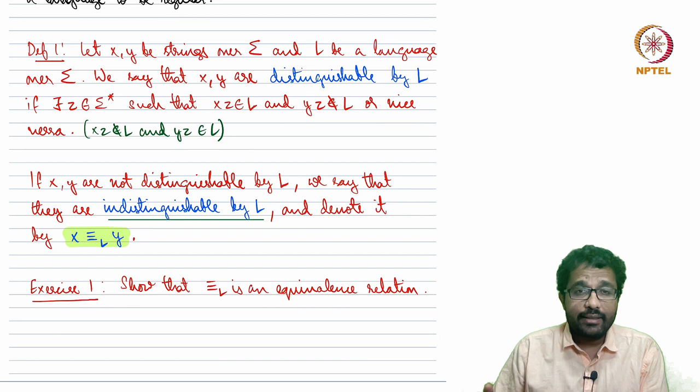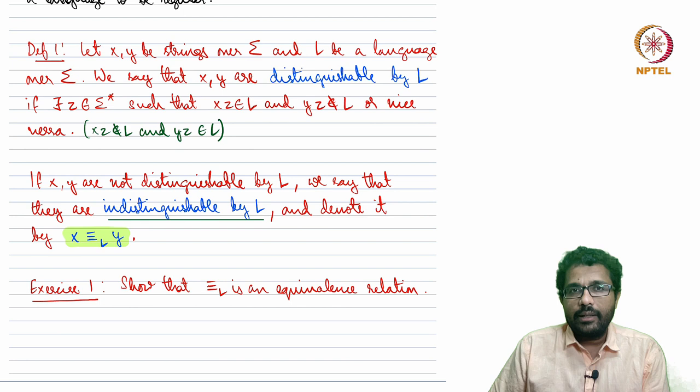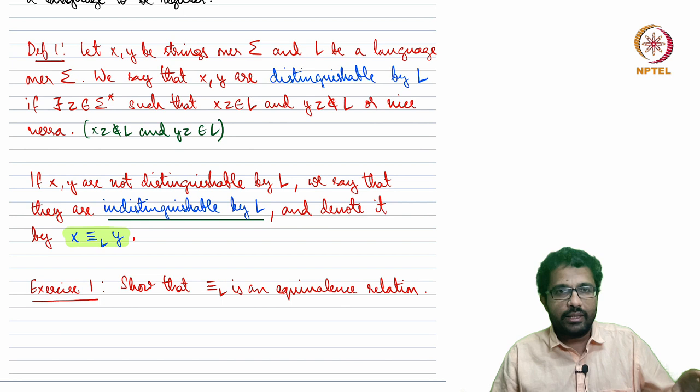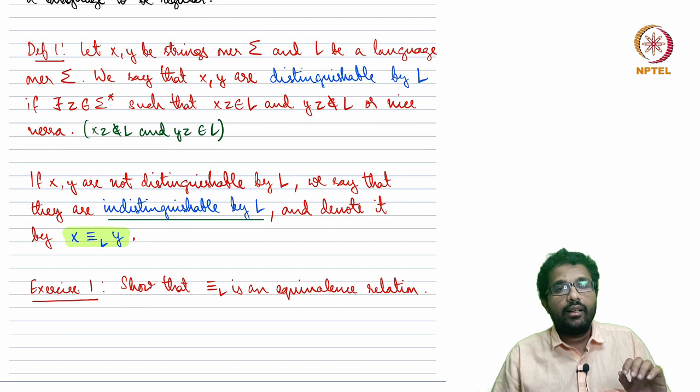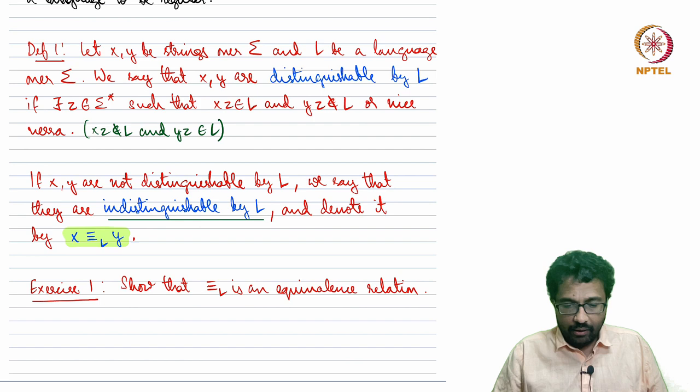Notice we first defined distinguishable: if you can append a Z such that one of them, XZ, is in the language and YZ is not, or the opposite. When the strings are not distinguishable, meaning whatever Z you append, either XZ and YZ both belong to the language or both do not belong to the language, then we say they are indistinguishable by the language. And for indistinguishability, we have this equivalence notation.